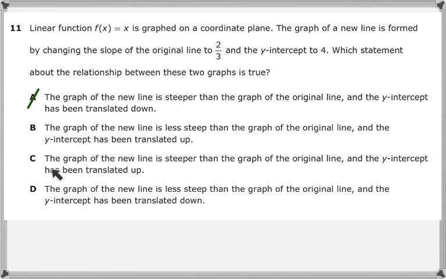So let's double check the other ones. C says the graph of the new line is steeper, so we've already seen that it's flatter. And answer option D says the graph of the new line is less steep, which is true, than the graph of the original line, and the y-intercept has been translated down. We've already seen that the y-intercept changed from 0 at the origin to 4, so we can rule out C and D, and it looks like answer B is going to be our choice.